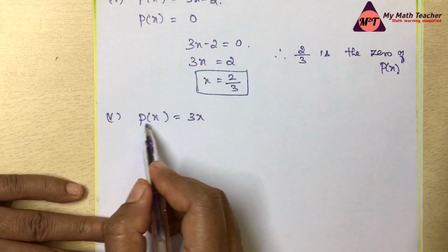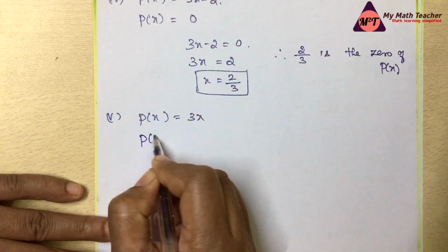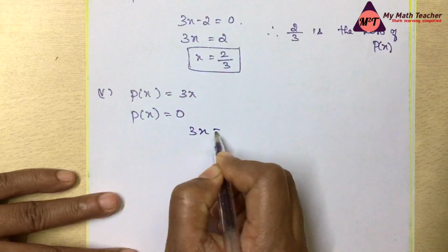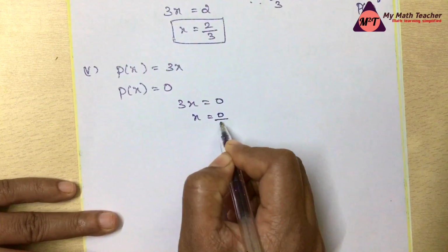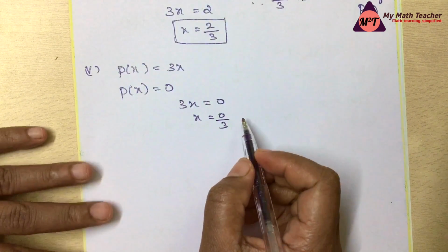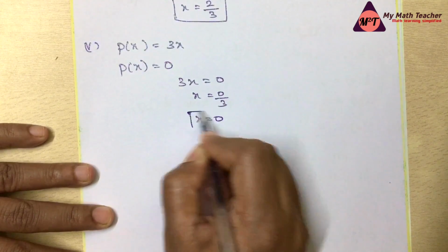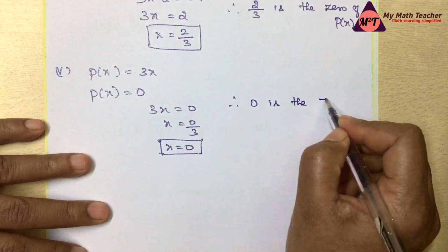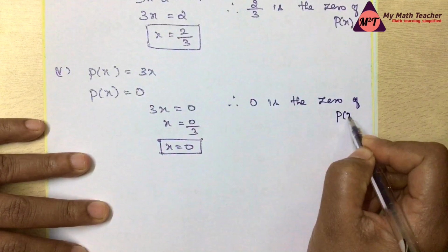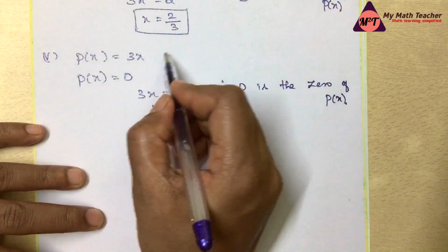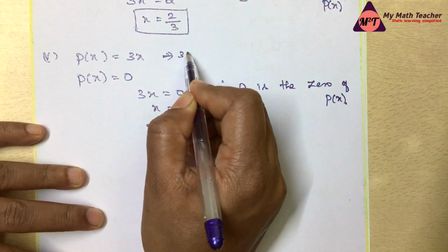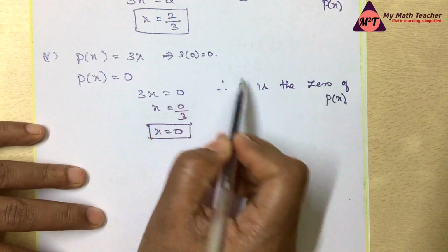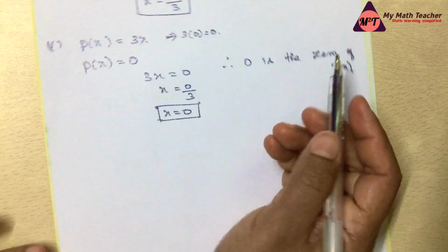Fifth one, P of x is equal to 3x. Again the same. P of x is equal to 0. Equate the RHS. 3x is equal to 0. x is equal to 0 divided by 3. 0 divided by any number is always 0. Therefore, the x value is 0. Now we can say 0 is the zero of P of x. The meaning is, in the place of 3x, here 3 multiplied by 0 gives us 0. That is, 0 is the zero of P of x.